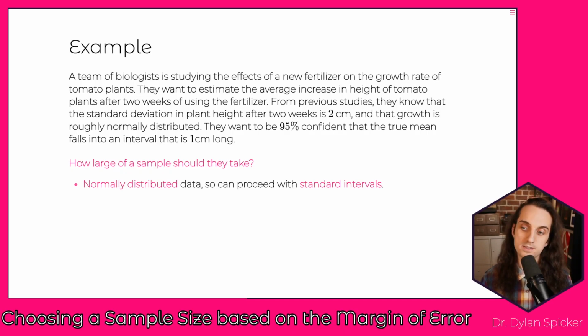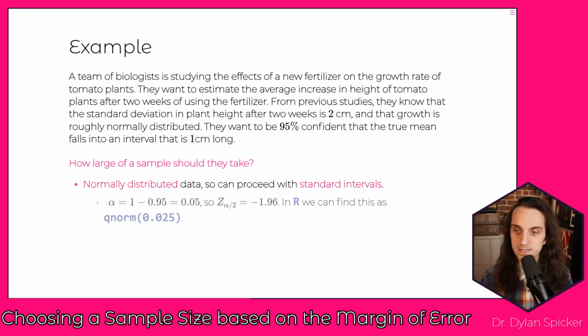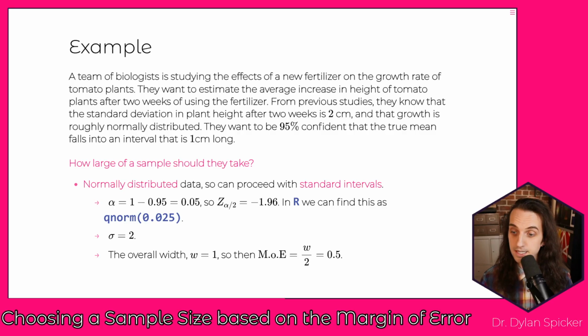Because it's normally distributed, we can continue with the normal-based confidence interval. So alpha is 0.05, and z alpha over 2 is the z value for 0.025. We can get this value using R, using the qnorm function. You always plug the alpha value into qnorm; alpha over 2 is 0.025. So we plug that in and find that it's negative 1.96. Using negative 1.96 for this, we can also use sigma equals 2, and the overall width is 1, so the margin of error is going to be 0.5. So this is all of the given information here.